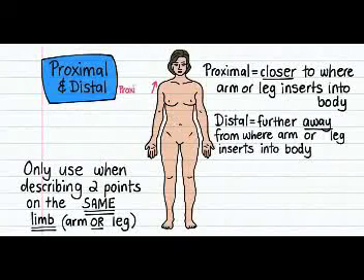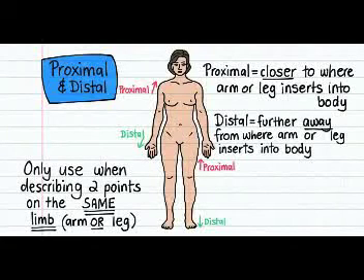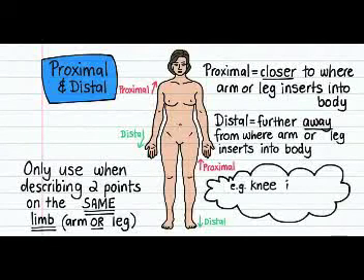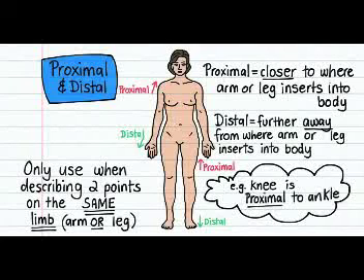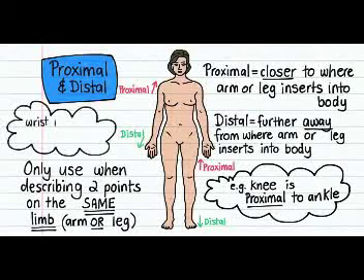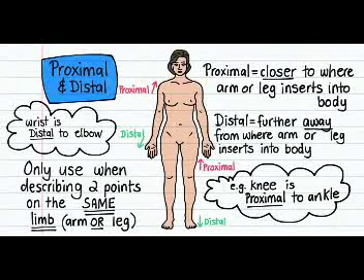On this arm and leg, red arrows indicate proximal, whilst green arrows indicate distal. We can use the terms proximal and distal in the following ways. On the leg, the knee is proximal to the ankle because the knee is closer to where the leg inserts into the body. But on the arm, the wrist is distal to the elbow because the wrist is further away from where the arm inserts into the body.